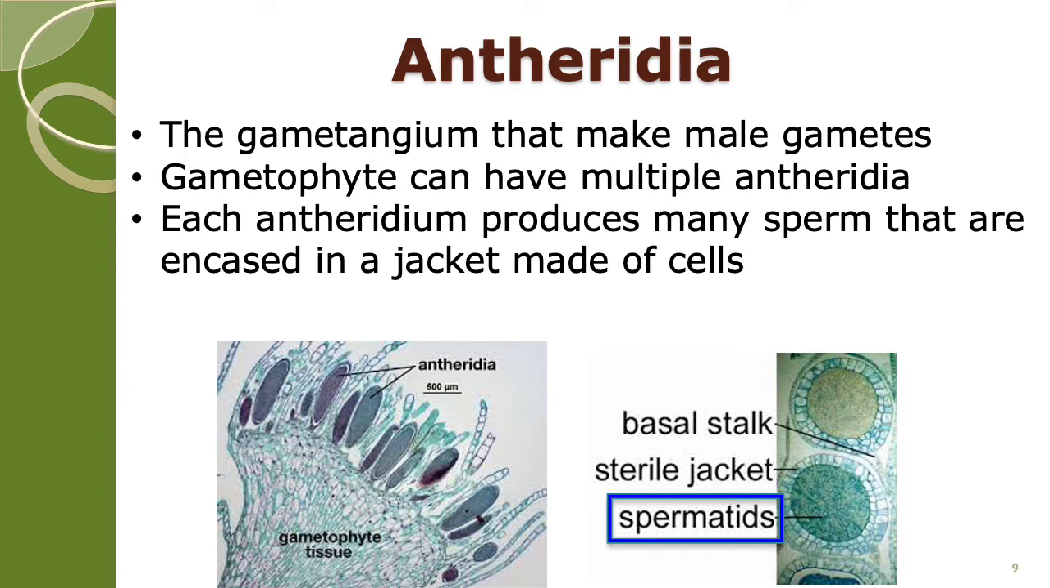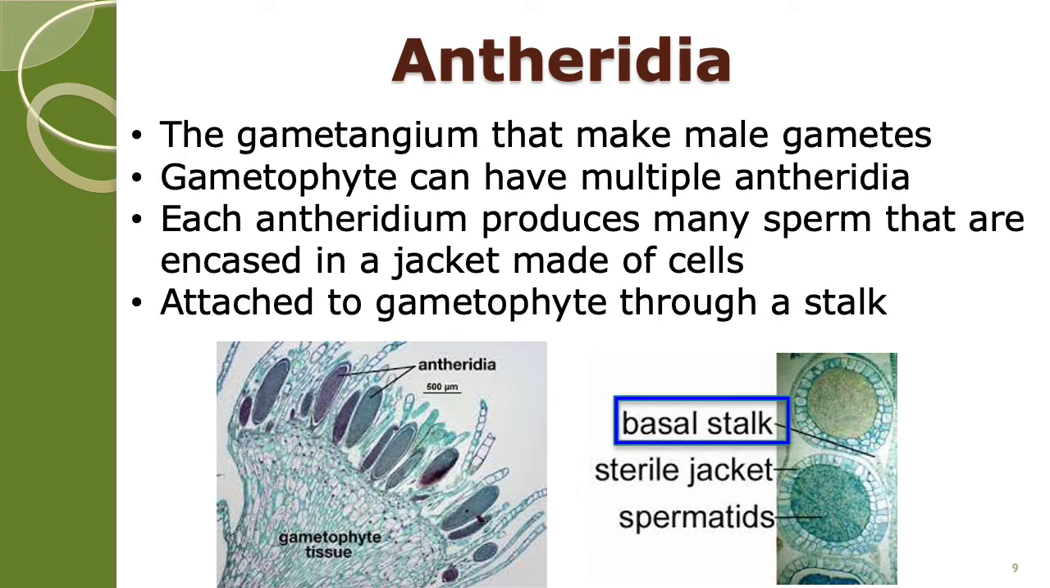And within the antheridia, we have the spermatids, which are going to form the sperm. And then they are surrounded by a covering of cells called a jacket. And they're sterile because they basically can't play a role in reproduction. The antheridia are normally attached to the gametophyte through a basal stalk. And that is the one we can see in the figure towards the right end of the figure.